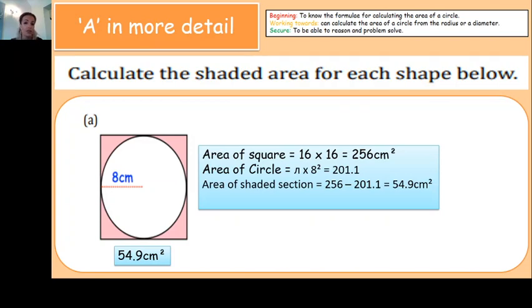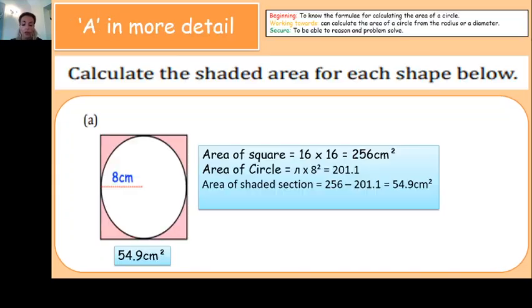Then, if you look at the area of the circle, that would be pi times radius squared. The radius is 8, so it's pi times 8 squared. So that area is 201.1 centimetres squared. So to work out the area of the shaded section, all you're actually doing is taking the area of the circle away from the area of the square, and that will give you the space left in between. So it's 256 minus 201.1 gives us the area of the shaded section as 54.9 centimetres squared.